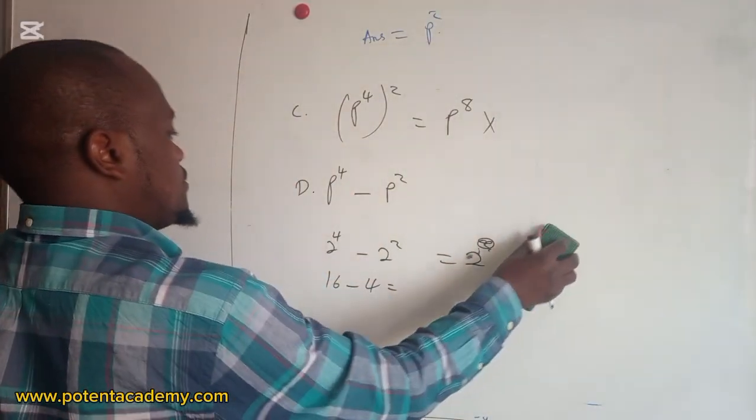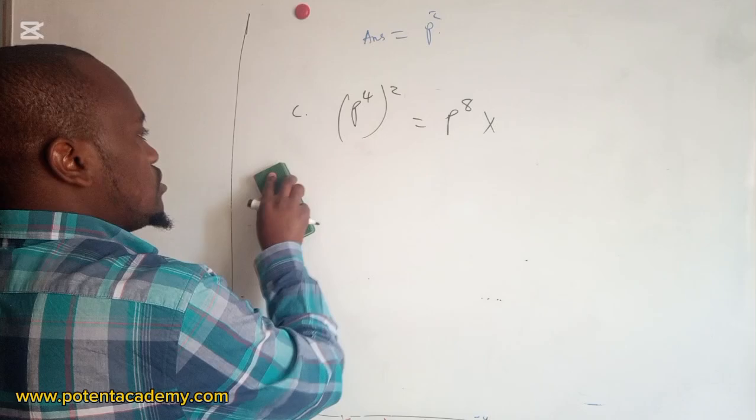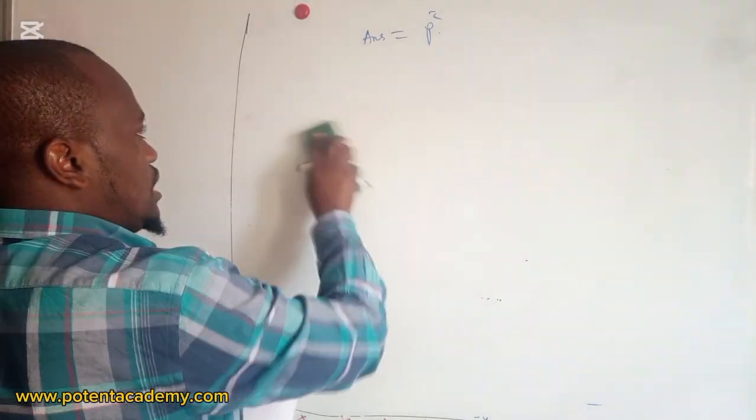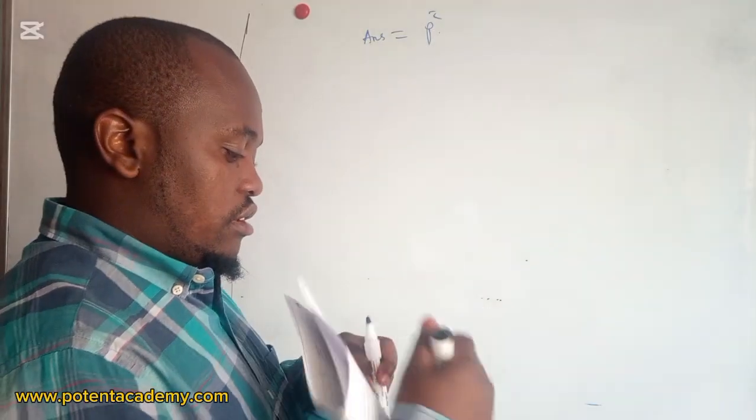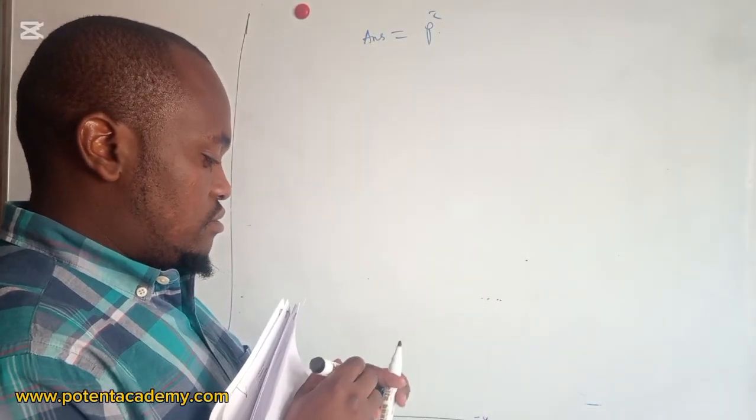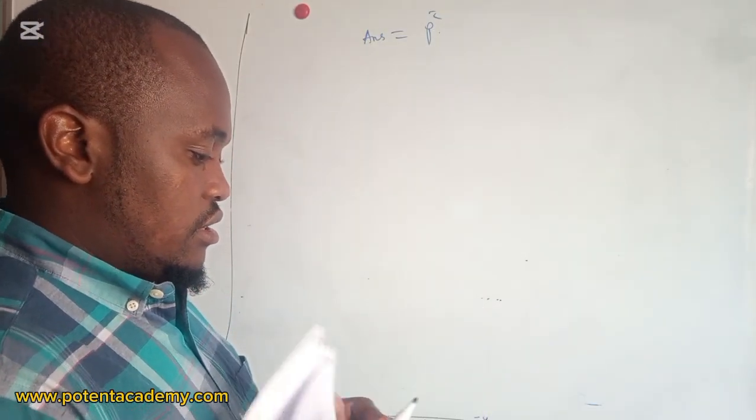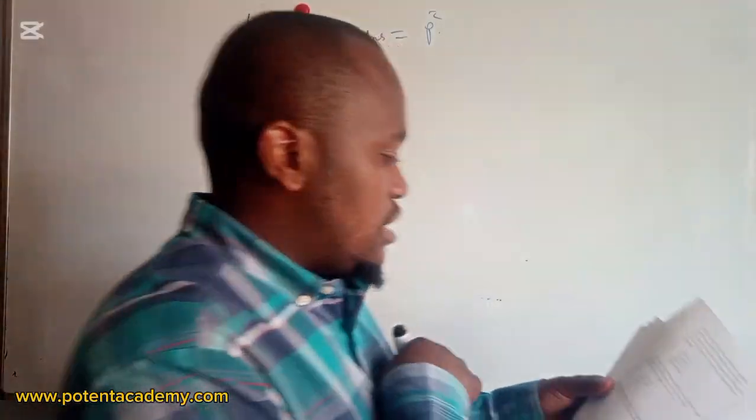So this one is wrong. It was put there to confuse you. So the correct answer is B. p raised to 4 divided by p squared.